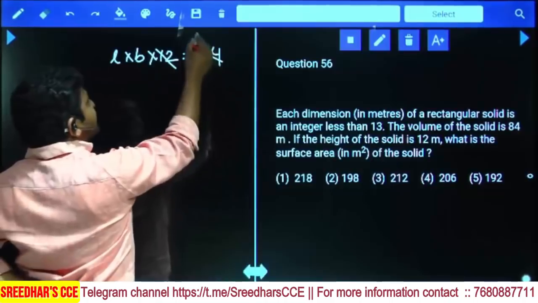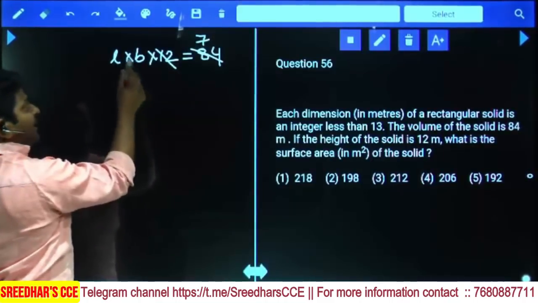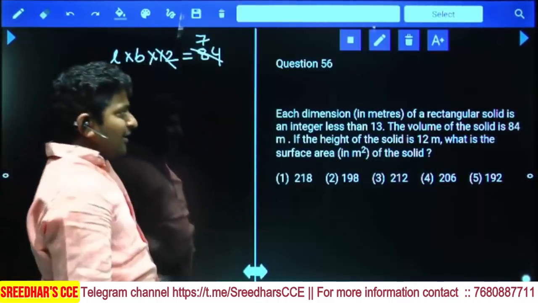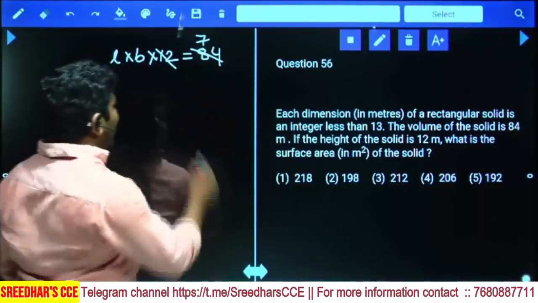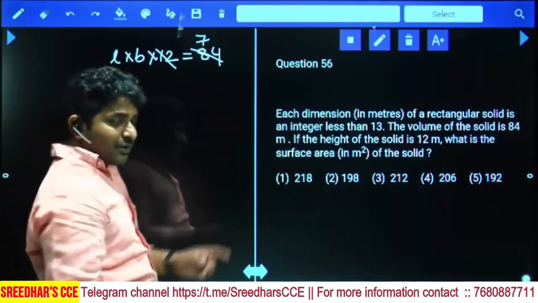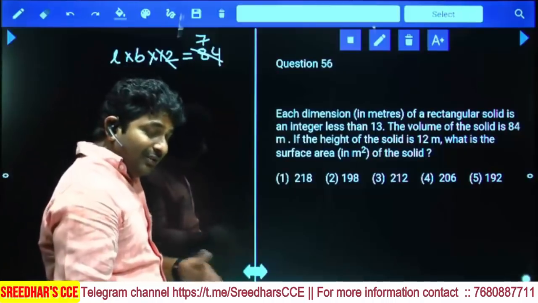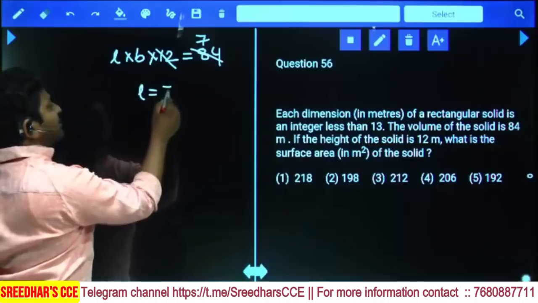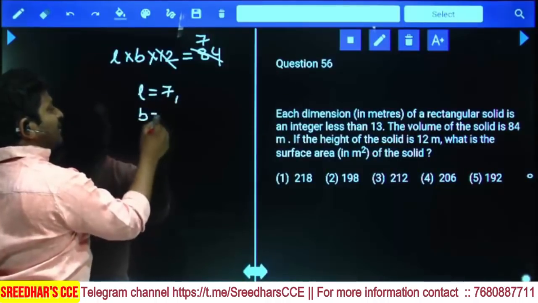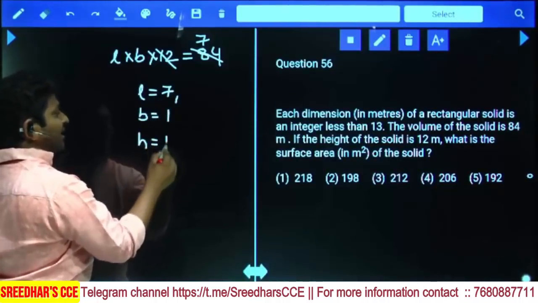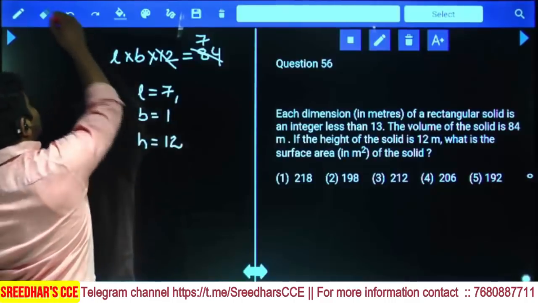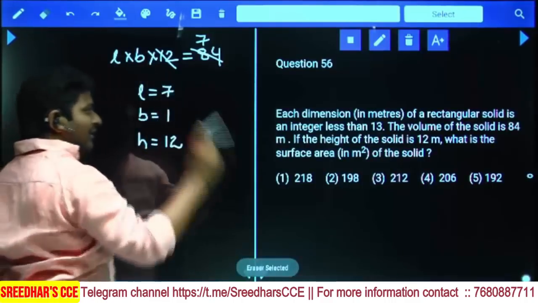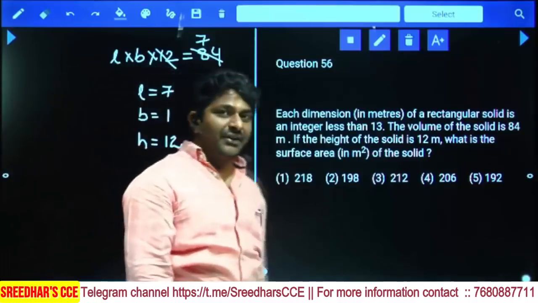12 how many times? 7 times. Then length into breadth is equal to 7. They are all integers less than 13. As they are integers, 7 can be written as the product of only 1 into 7. Length should definitely be more than breadth for the rectangle. So length is equal to 7, breadth is equal to 1, and height is already mentioned as 12. Now, these are the values. Now, what is your question? Your question is to identify the surface area.